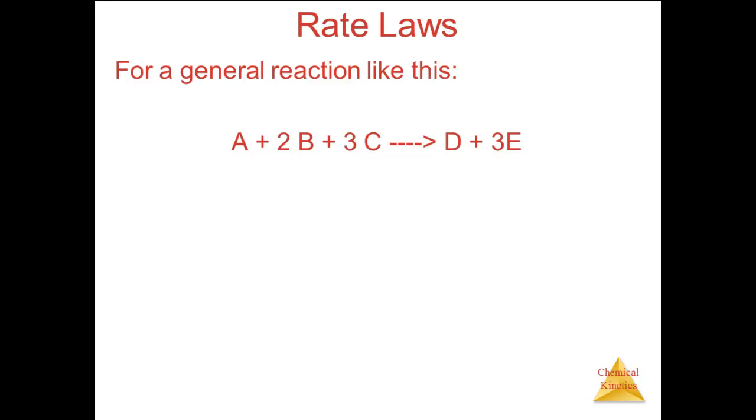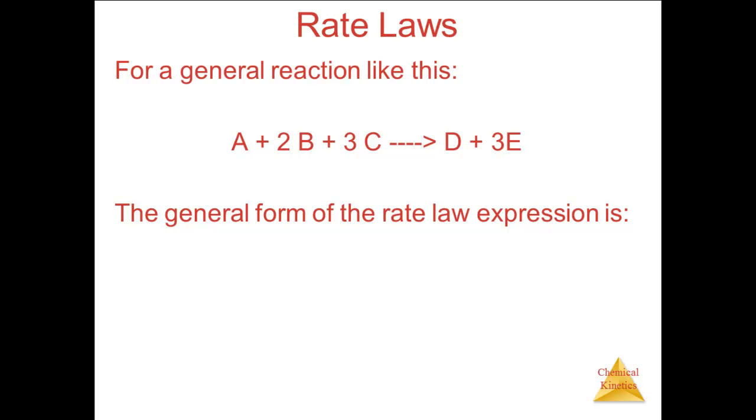For a general reaction like this one, A plus 2B plus 3C gives D plus 2E, the general form of the rate law expression is rate equals k, the rate constant, times the concentration of A to the power alpha, times the concentration of B to the power beta, times the concentration of C to the power gamma. Alpha, beta, and gamma are the exponents, which must be determined experimentally. They may or may not correspond to the coefficients of the equation.